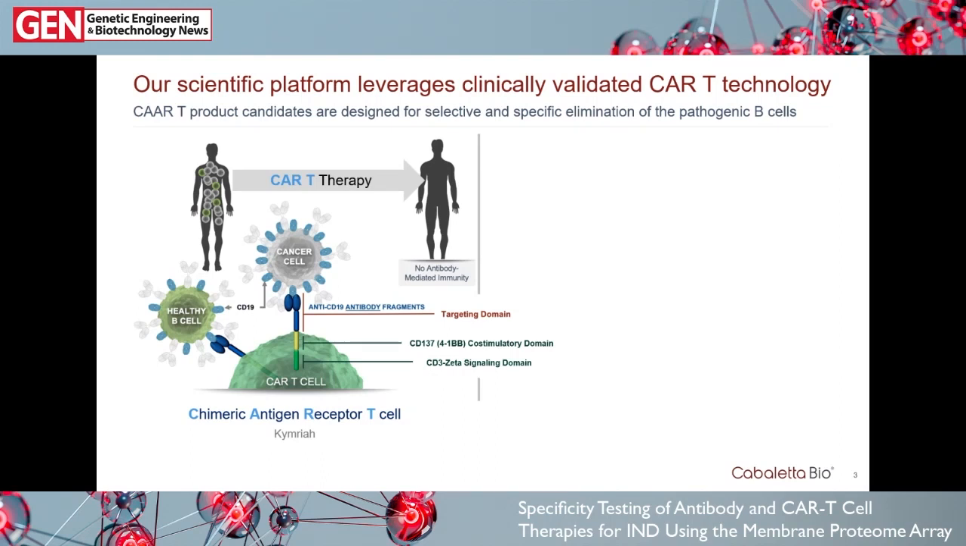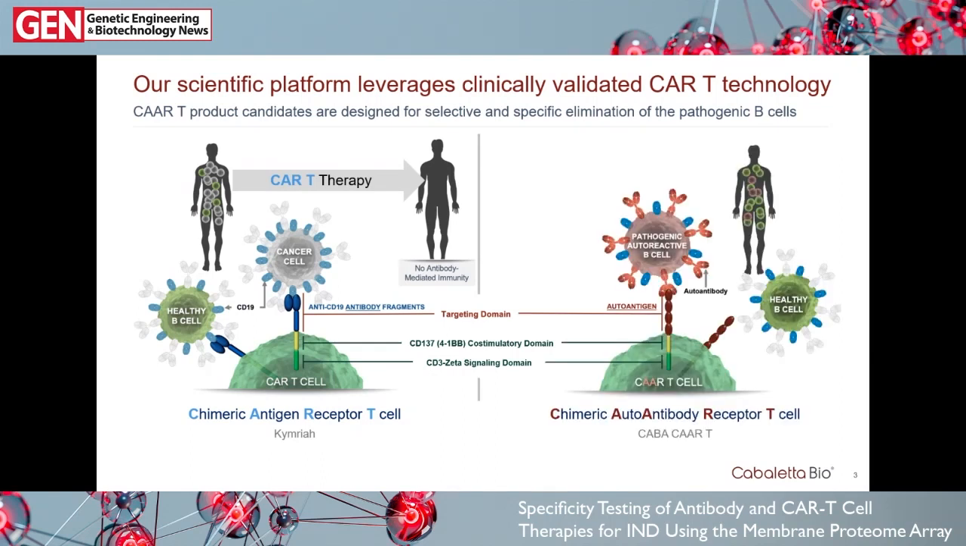However, Cabaletta has modified this technology by removing the antibody fragment as a targeting domain and replacing it with an autoantigen, resulting in their CAAR T cell. Due to the presence of the autoantigen, the T cells specifically engage with pathogenic B cells which are expressing autoantibodies against this particular autoantigen. This approach allows us to conduct a selective and specific elimination of pathogenic B cells in an autoimmune setting.